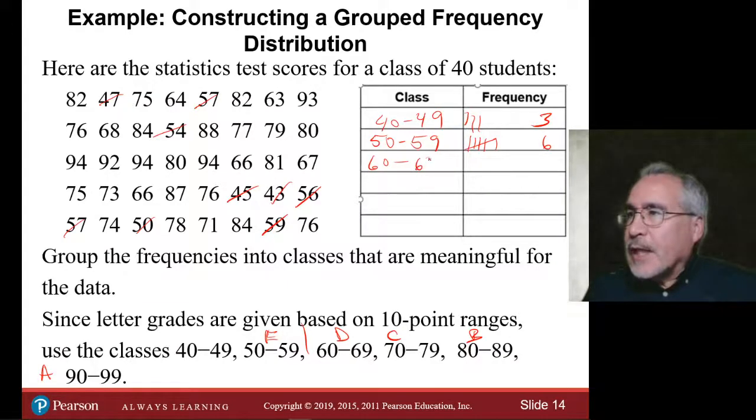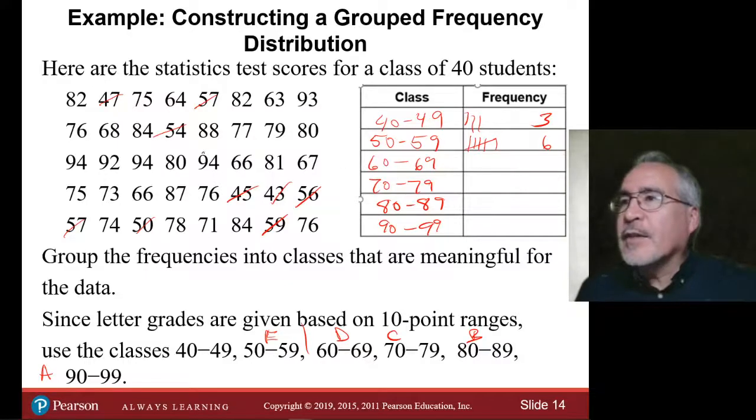60 to 69. Let me just go ahead and do these. We're going to do 70 to 79, 80 to 89, 90 to 99. There weren't any hundreds. So 60 to 69 is our next group.